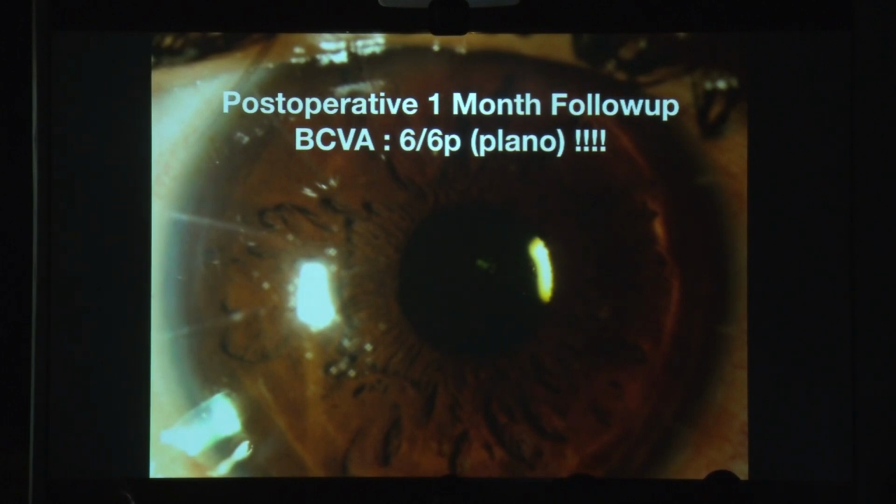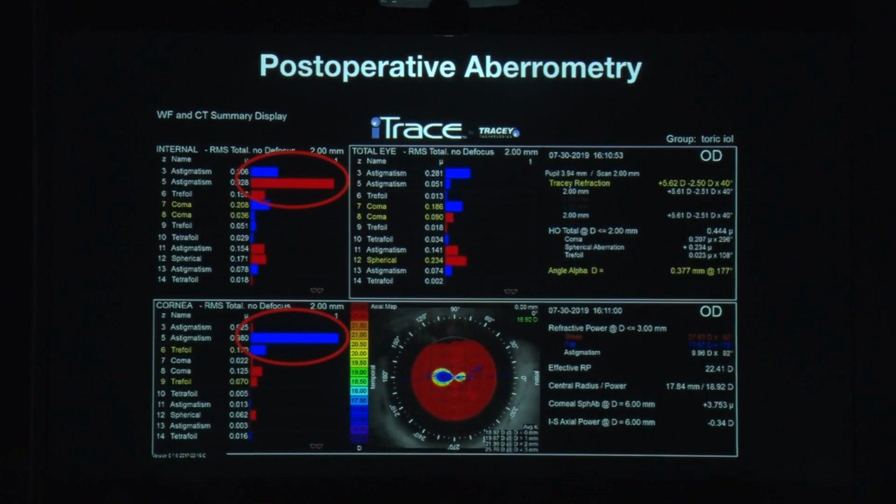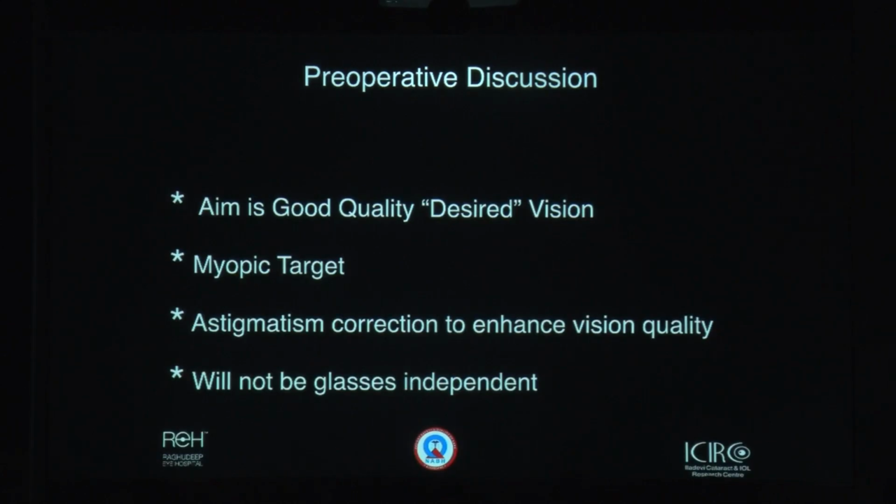You don't expect a 6/6 in every eye. This eye probably never had a 6/6 because she's been a high myope. So the point is good functional vision. Even if it's 6/9 or 6/9 partial, for that patient, that's the best vision they have ever had. So that is something we need to keep in mind. And post-operatively, this is corneal astigmatism being cancelled by the intraocular lens.